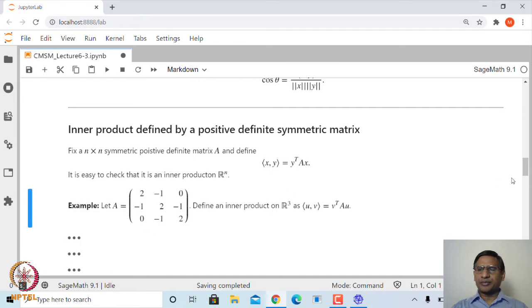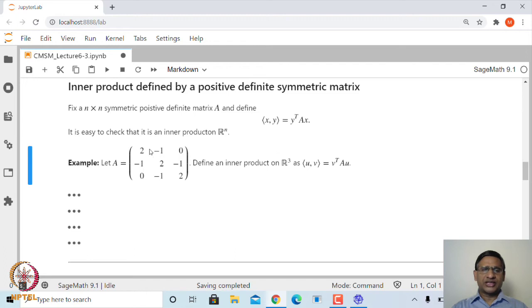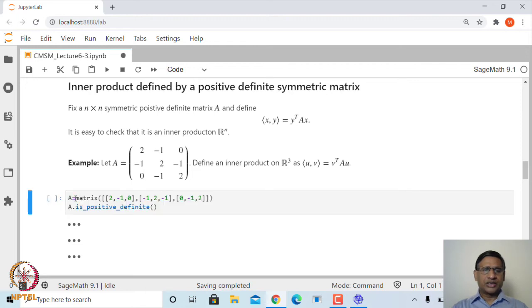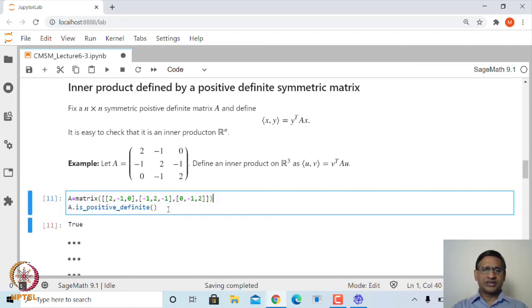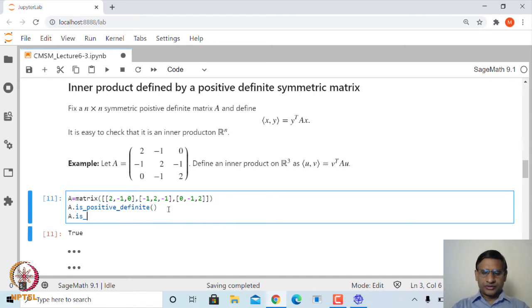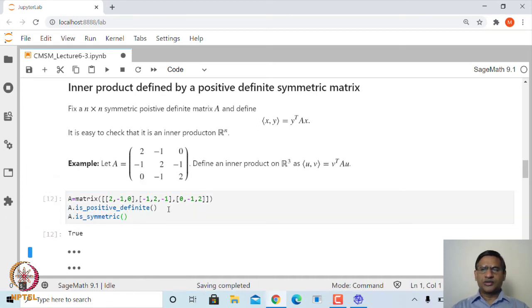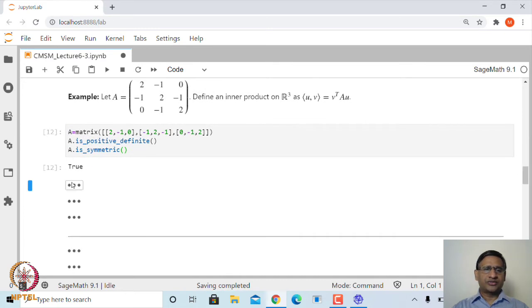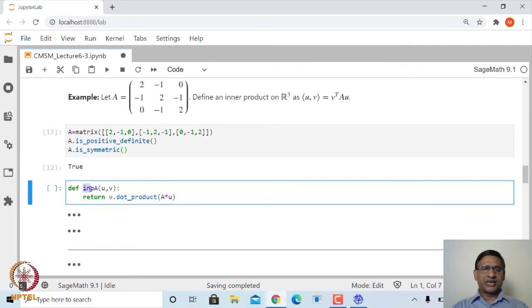So, let us look at an example. Suppose you take this matrix A. You can check that this matrix A is positive definite. There is an inbuilt function to check positive definiteness of a matrix. Of course, this is symmetric, and we define this inner product of u, v as v transpose A u. So, A is this matrix, and we can check whether A is positive definite. The answer is true. You can also check whether A is symmetric; A dot is symmetric will give you true if it is a symmetric matrix. Once you have this, let us define the inner product. I am giving this the name INPA, where A stands for this matrix. Of u and v, what should it return? It is just the dot product of v with the vector A u. So, that is the inner product.